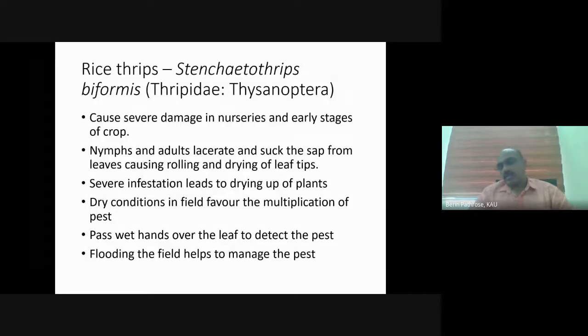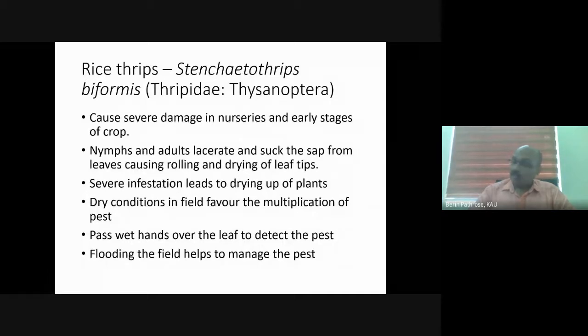Now today we will see one more sucking pest, which earlier was considered a minor pest. I haven't seen this pest when I was doing my UG, but now it's common in many commercial rice growing tracts of Kerala. It's severe in other parts of our country also. So that is rice thrips. Whether my slide is visible?